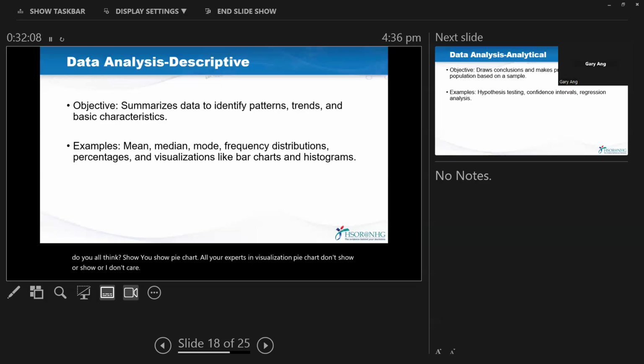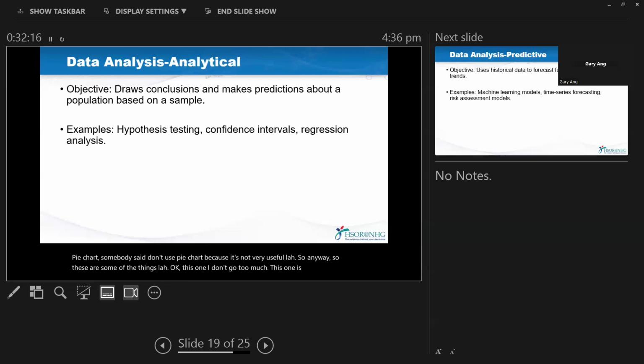Pie chart. Somebody said don't use pie chart because it's not very useful. So anyway, these are some of the things. Okay, these, don't go too much. This one is more interesting, it's more analytical. Okay, this is the next step. Descriptive is so simple. You can put the data into Tableau, put the data somewhere, and they'll give you all these things.